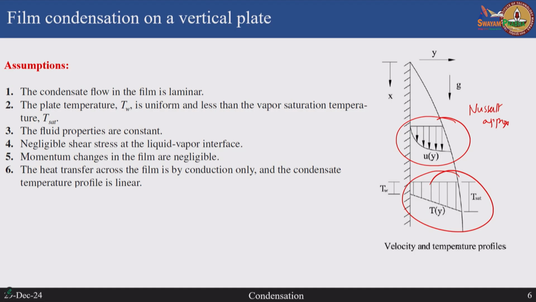The idea here is making sure that the shear stress is negligible, because the viscosity of the vapor is much smaller than the liquid, so practically you do not have to consider the shear stress, and momentum changes in the film are negligible. Therefore, within the film any momentum change, for example along the length of the plate, will be very small and can be ignored. Apart from that, the condensate flow in the film is laminar. If it is turbulent, then this theory will not be very accurate. He also approximated the temperature profile to be linear instead of non-linear.